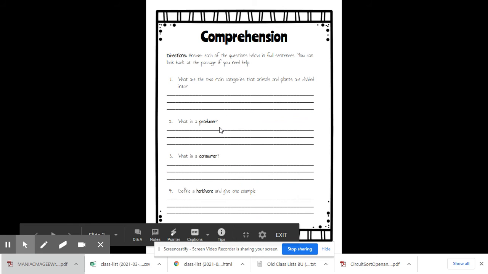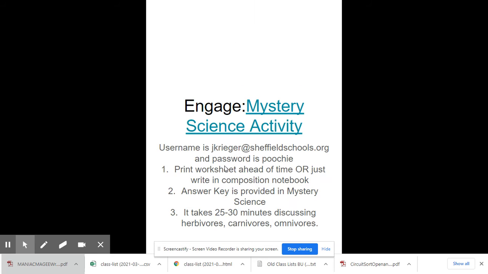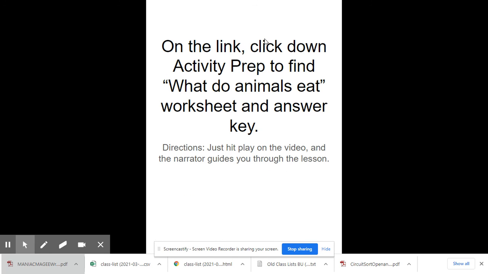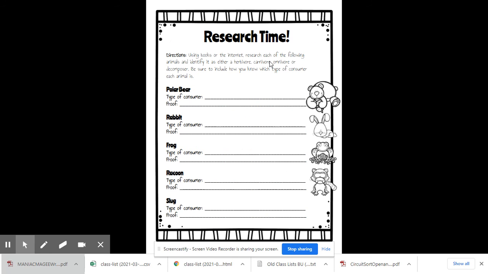So, in reality, to answer these four questions and go back in the passage, your teacher will give you about 10-15 minutes. When everyone's done, you're going to do an introductory activity on Mystery Science. You'll have a worksheet printed off that you will be doing, and it's a fun activity that takes a bigger look at herbivores, carnivores, and omnivores.